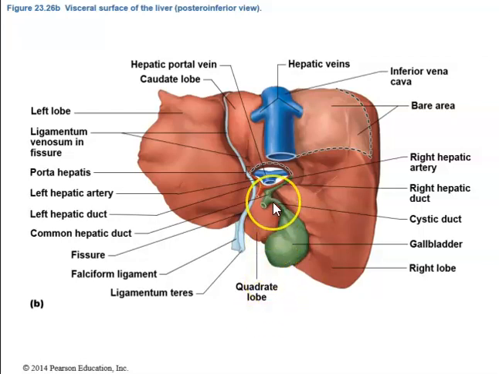So also in this picture, we can see parts of our hepatic portal triad. So the portal triad is made up of the hepatic portal vein, common hepatic artery, as well as the common bile duct. So these three structures make up the portal triad or hepatic portal triad.